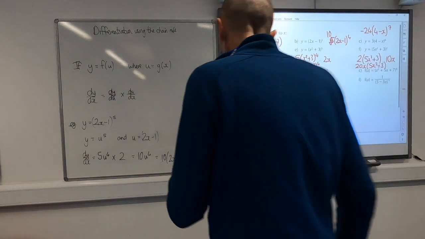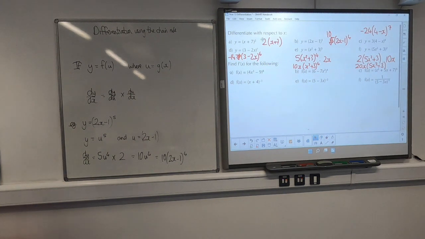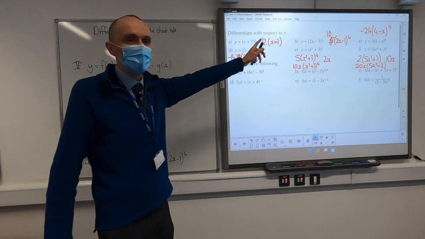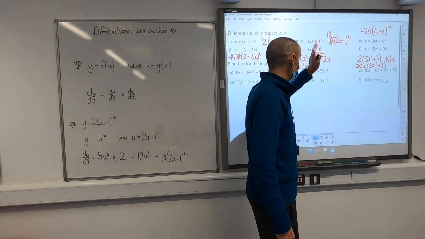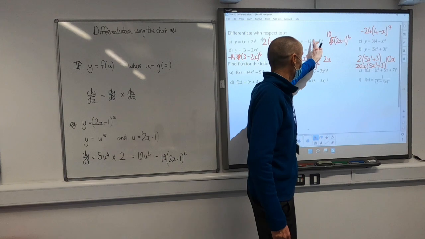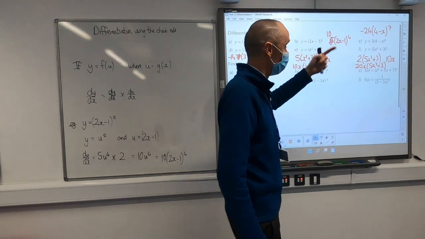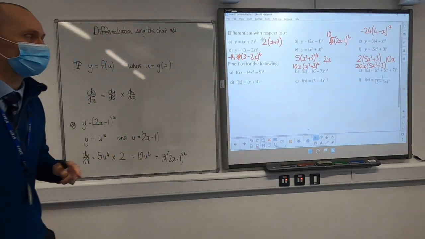So that's the formal definition of the chain rule. And you may understand now why I just don't bother with it. I just say, we don't need it. I just say, right, it's multiply by the power, reduce the power by 1, and then multiply by what you get when you differentiate the bracket.